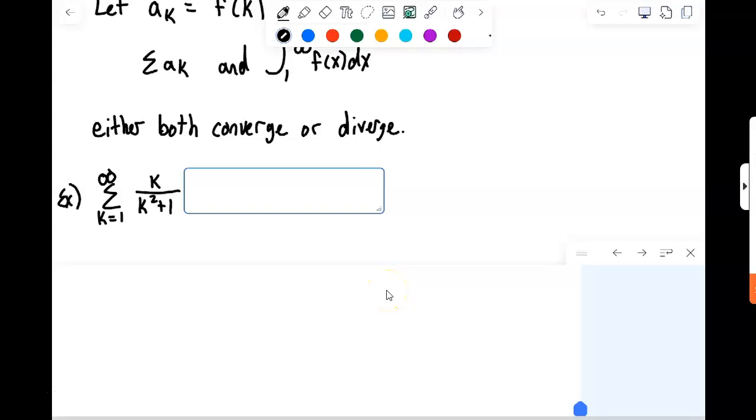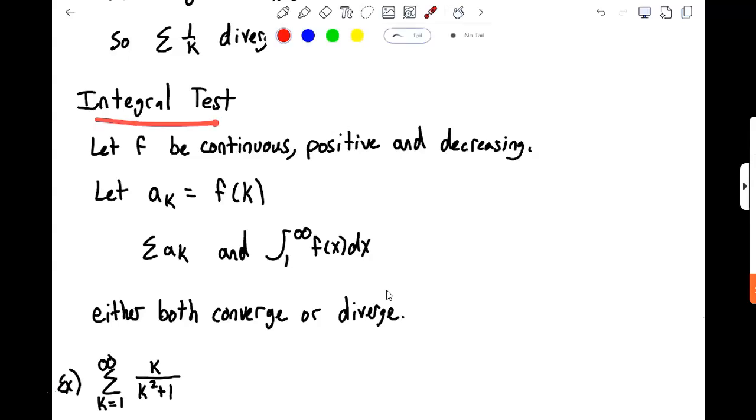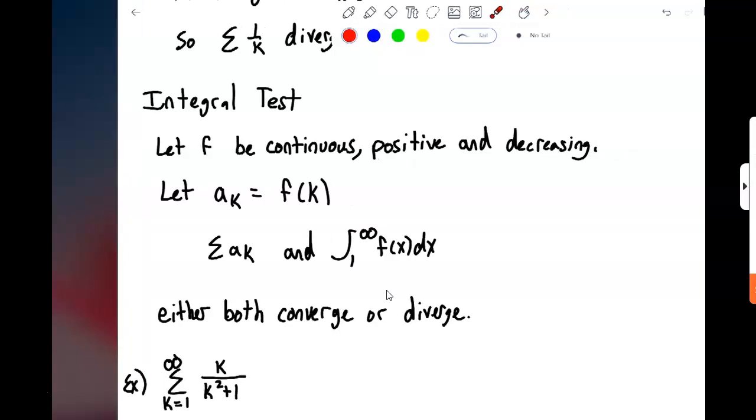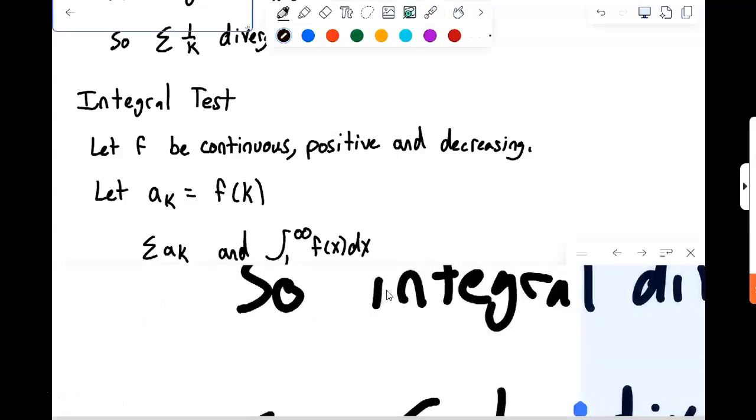Okay, so in the last video we introduced and talked a little bit about the integral test. Now we're ready to use the integral test, to talk about using it to check whether or not something converges or diverges.